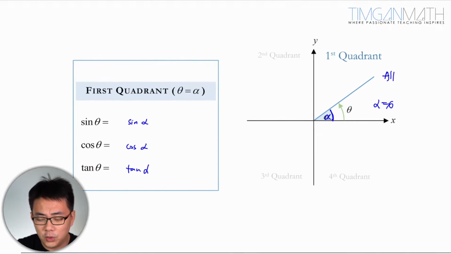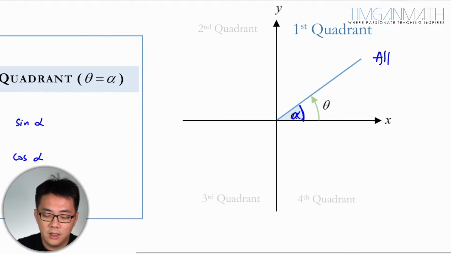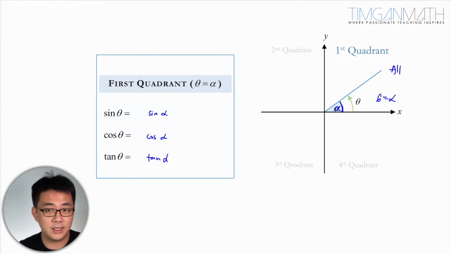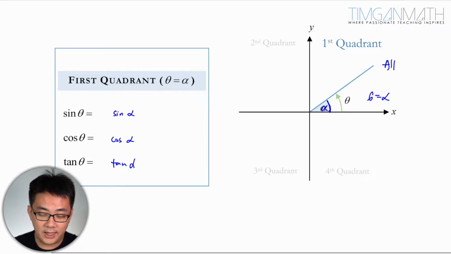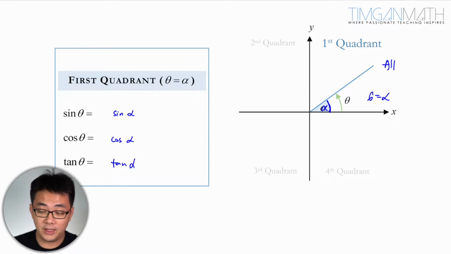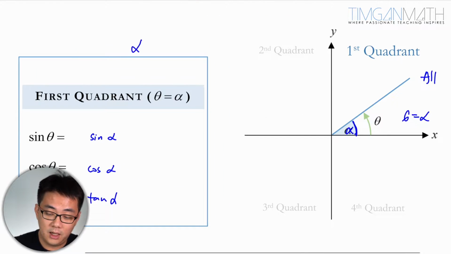So the first quadrant is typically easy because you can't really see how ASTC is being applied for the first quadrant, okay? But just take note, when your angle is in the first quadrant, it's just sine alpha, cosine alpha, and tangent alpha, where alpha is the basic angle, okay? Basic angle or the reference angle.